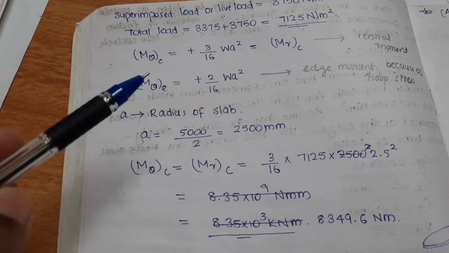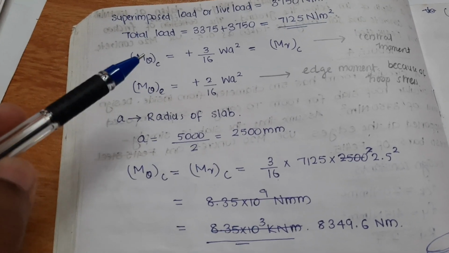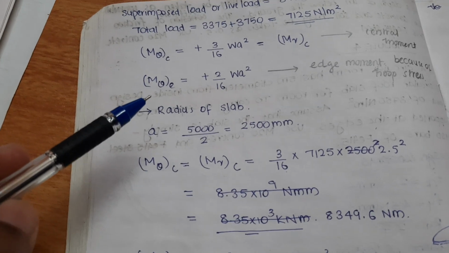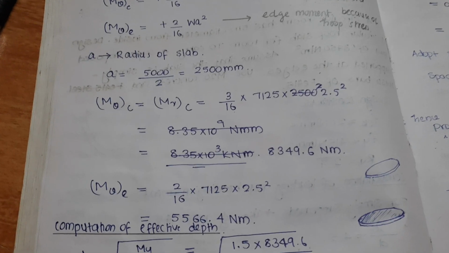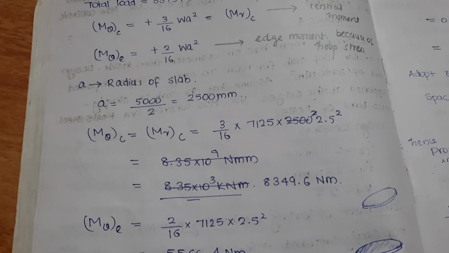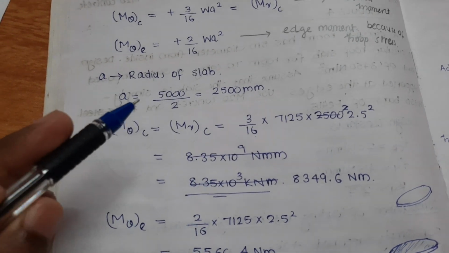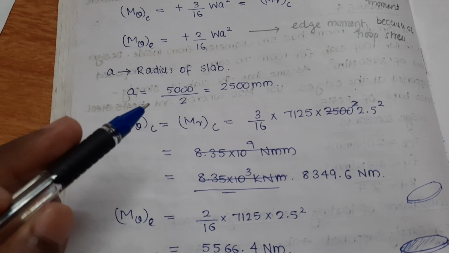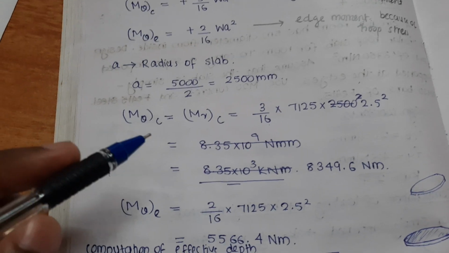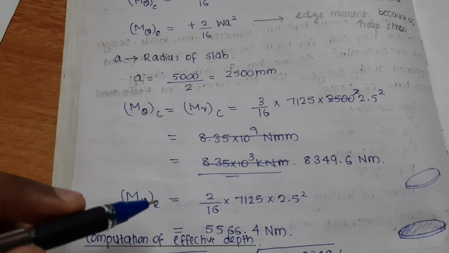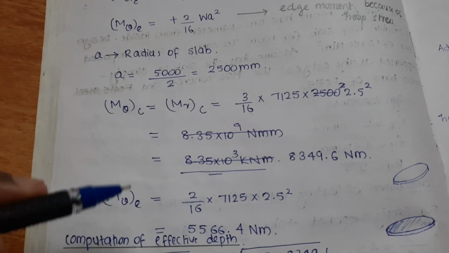Apart from the normal slab design, here we have two types of moments. One is circumferential and the other is radial. Where A is the radius of the slab, diameter is 5000, then radius is equal to 2500 mm. So substituting these values, we will get the values for m theta C and m theta E.